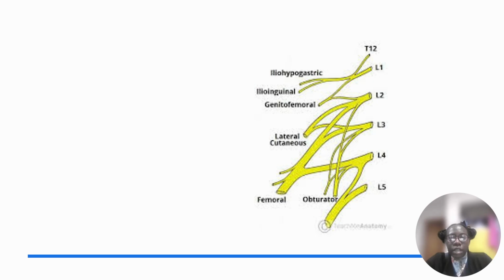And here we see that it also innervates the hypogastric nerve, the ilioinguinal nerve, the genitofemoral nerve, the lateral cutaneous nerve, and here is the femoral nerve, which innervates the front part of the leg, and the obturator nerve.